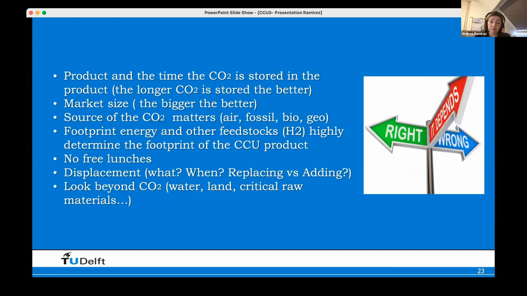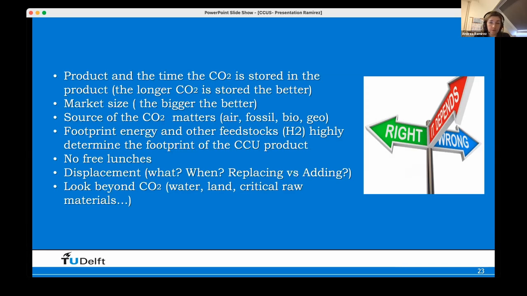The footprint of the energy, so electricity, heat, and hydrogen, determines at a large scale the footprint of the CCU product. So if you are going to have CO2 utilization products and you are just going to use fossil-based energy, it's not going to take us to a place where we need to be. So these technologies highly rely on us having energy and hydrogen which have a low carbon footprint, which I think was a point made before by Colin.